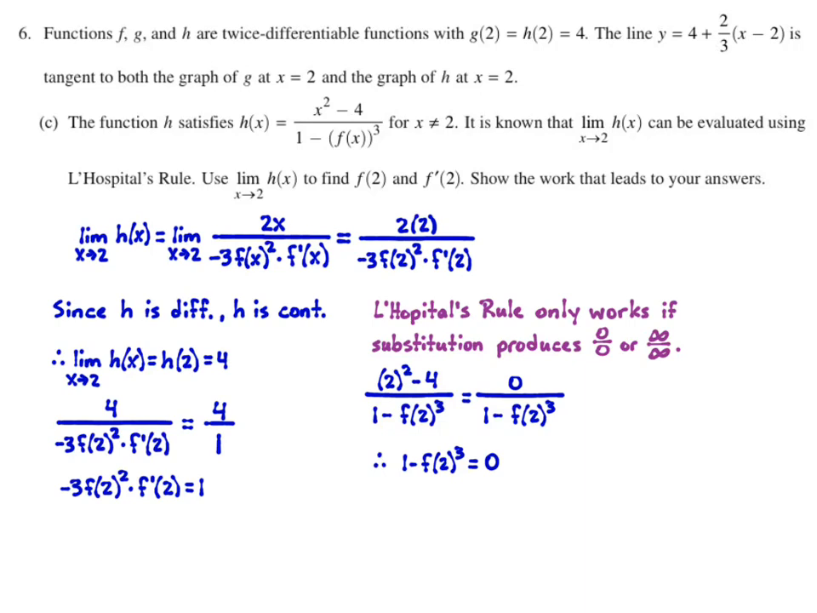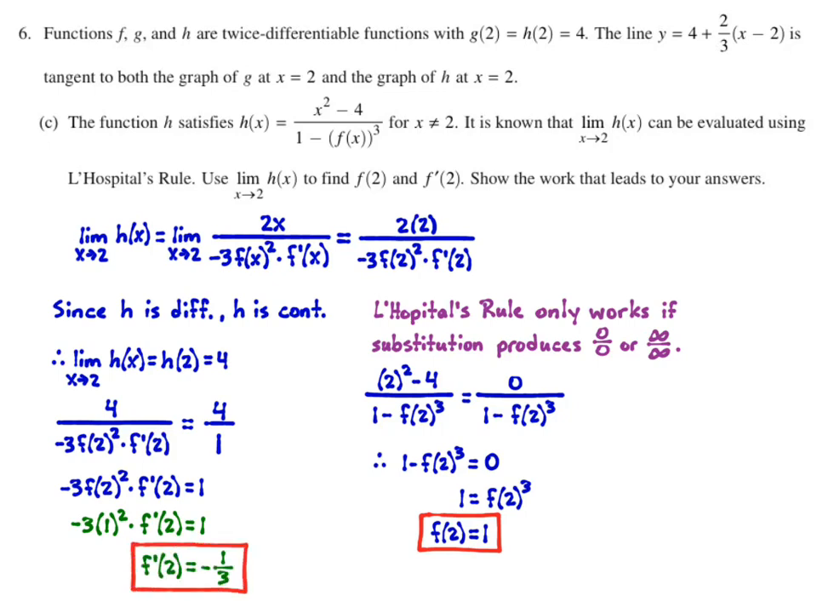And then from there, since I only have one unknown, I can solve for that pretty easily. I'm going to add f of 2 cubed to both sides, and then I take the cube root, and I end up with f of 2 equals 1. From there, I can take that value and plug it into this equation over here and solve for f prime of 2. So I end up with negative 3 times 1 squared times f prime of 2 equals 1. And then solving that, you end up with f prime of 2 equals negative 1/3.